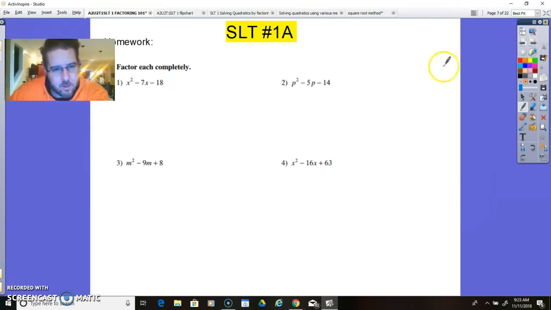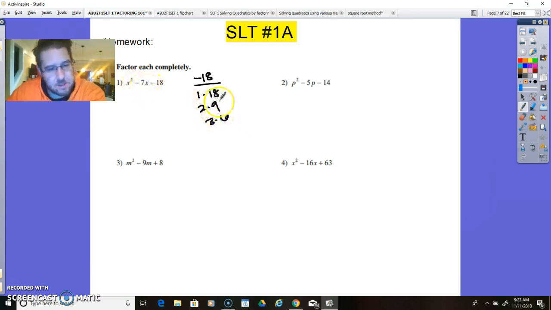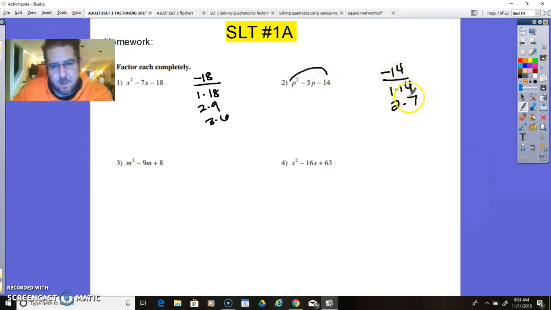All right, so it looks like we got to the homework for SLT 1A. 1 times negative 18 is negative 18. Figure out all the factors of 18, and there they are. Which one of these factors is going to add up to negative 7? That would be this one, 2 and negative 9. So it's x plus 2 and x minus 9 is the answer. This one, you've got negative 14. This combination is going to add up to negative 5, and the 7 will have to be the negative. So it looks like p plus 2 times p minus 7.